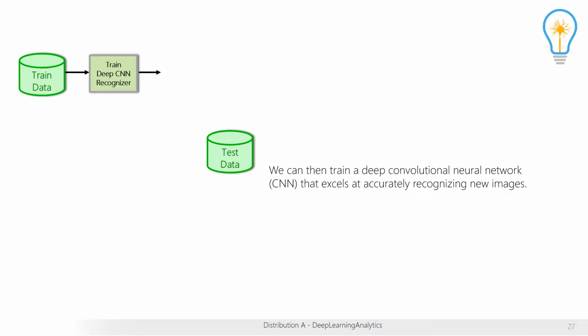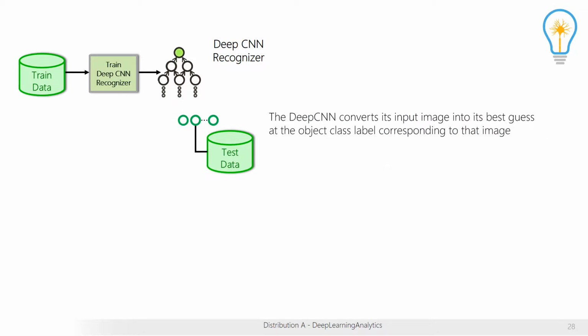We can then train a deep convolutional neural network, or deep CNN, that excels at recognizing new images. In the past 5 years, this type of convolutional network has been shown to perform better than others at accurately recognizing new images that were not seen during training. The deep CNN converts its input image into its best guess at the label for that image. Here we see 3 input test images that were not seen during training being converted into 3 different labels, 1 label per image.